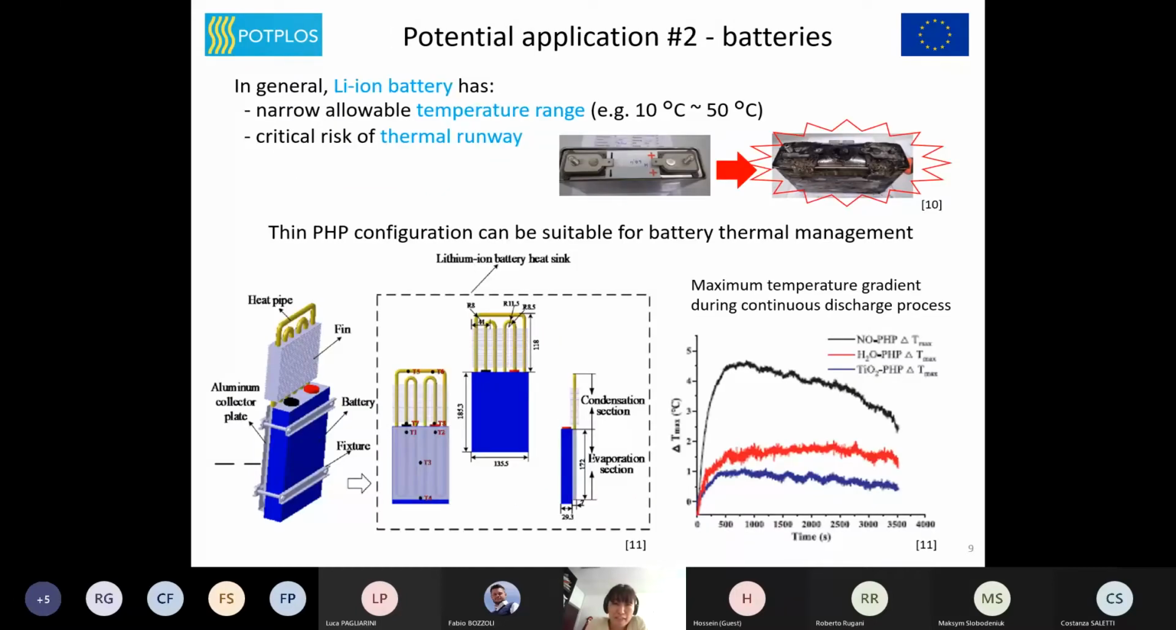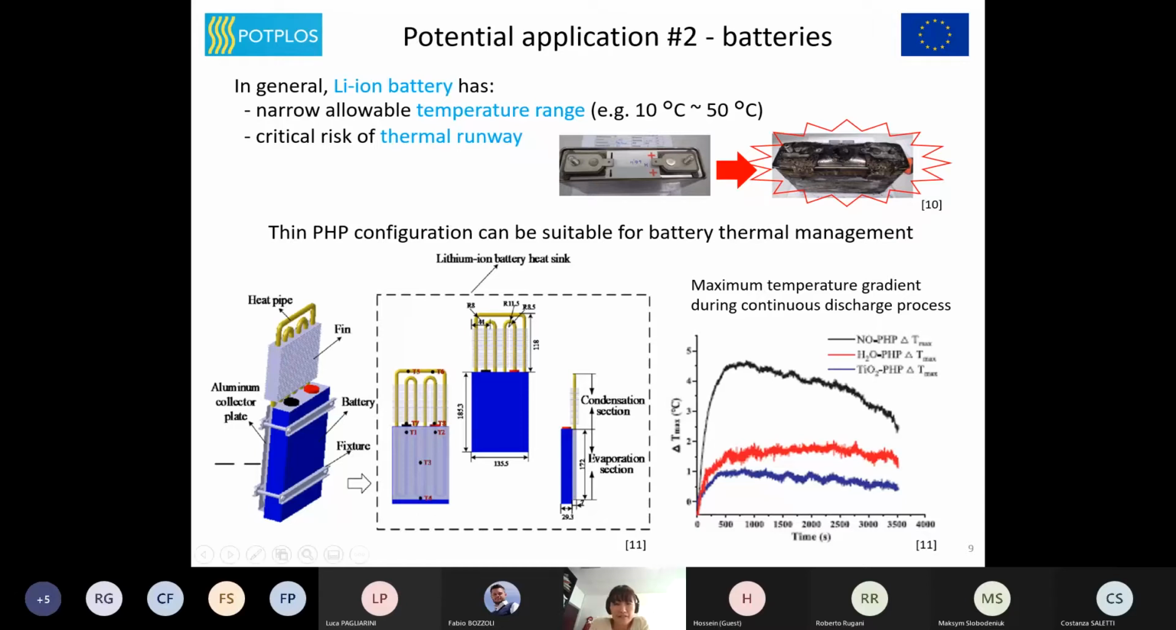Thermal management is very important for batteries, in particular lithium-ion batteries. Lithium-ion batteries have a narrow allowable temperature range around room temperature. Batteries generate heat during charging and discharging cycle. If the battery's heat is not properly dissipated, it may cause thermal runaway and eventually ignite.